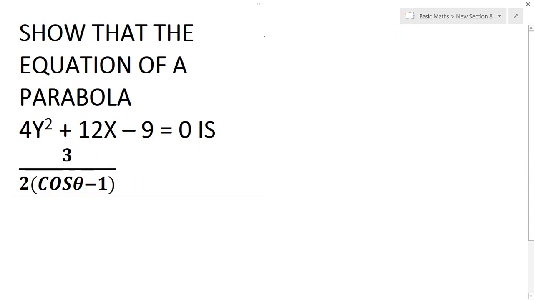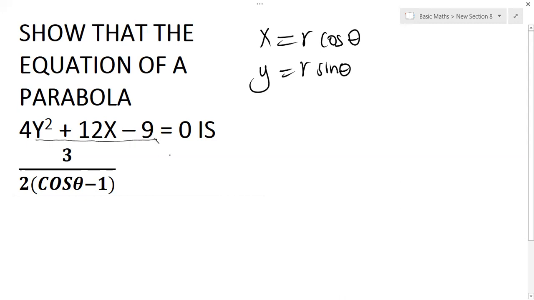Now, recall that x can also be expressed as r cos theta, y can also be expressed as r sin theta. As you can see, all these are in terms of y, but our answer is in terms of just r and theta. So ideally, what we're supposed to do is write this in terms of r and theta. So we will make r the subject of the formula, as we always do when we are expressing Cartesian equations as polar equations. So here, where there's y, I will replace it with r sine theta.